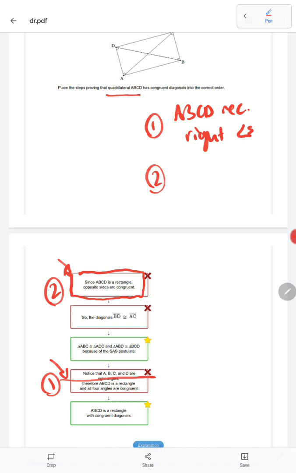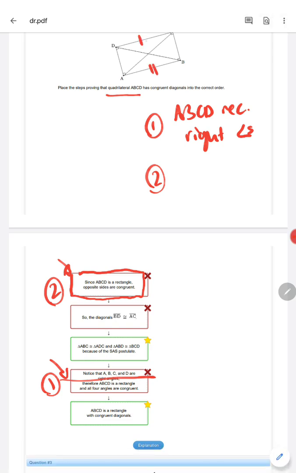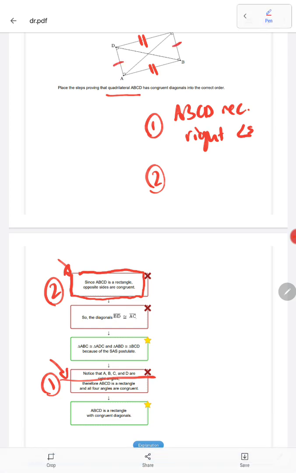Now that we know the opposite sides are equal, let me just put those marks over on the figure. Like these two are equal, and then the widths are the same.